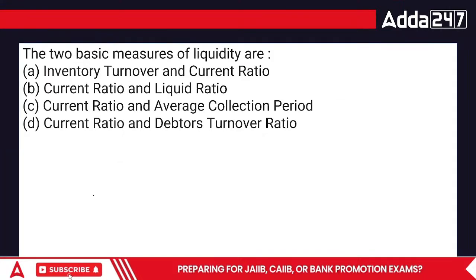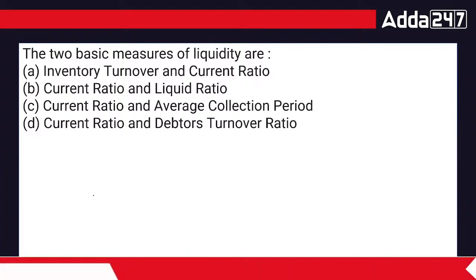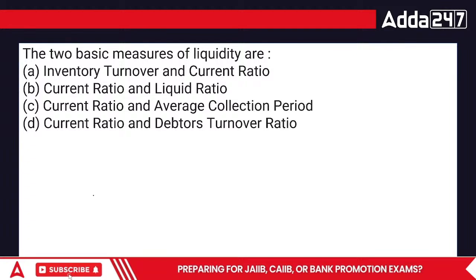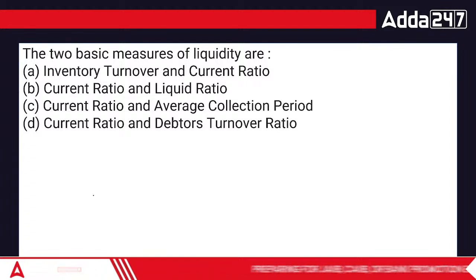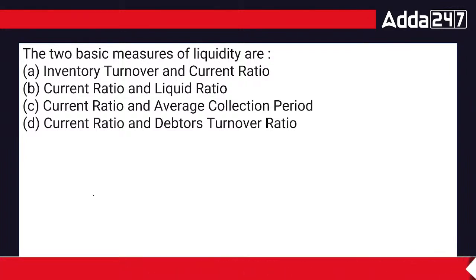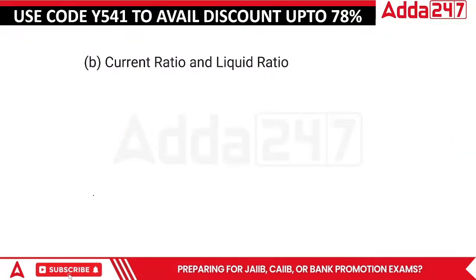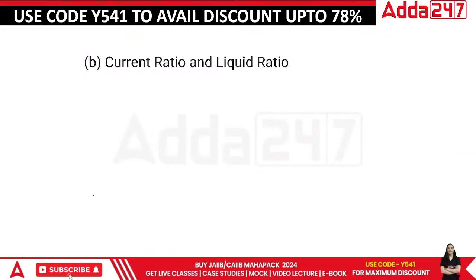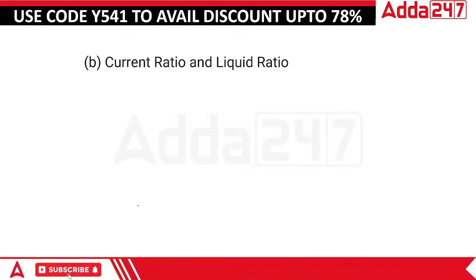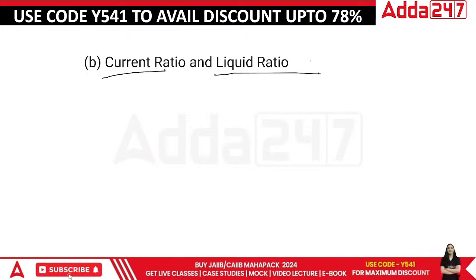So, this is a question of liquidity ratio. This is the topic that we just did in the last class. So, just a quick retake. The two basic measures of liquidity are current and liquid ratio. Turnover ratios, collection ratios, average collection, debtor turnover ratio, these are not a part of liquidity. They do not tell you about liquidity. So there is only one thing which talks about liquidity, and that is current ratio and liquid ratio. Done, everyone?